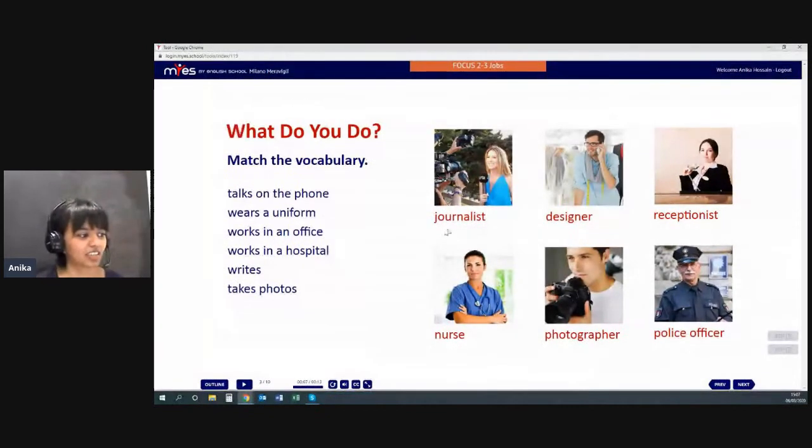So what does a journalist do? A journalist writes. Okay, so she either writes or she reports the news. Let's talk about designer. What does a designer do? Does he talk on the phone? Well, in the picture, he is talking on the phone, but in general, what is his main task? So he works in an office. Okay, he works in an office. Do you work in an office, or do you have a flexible location?